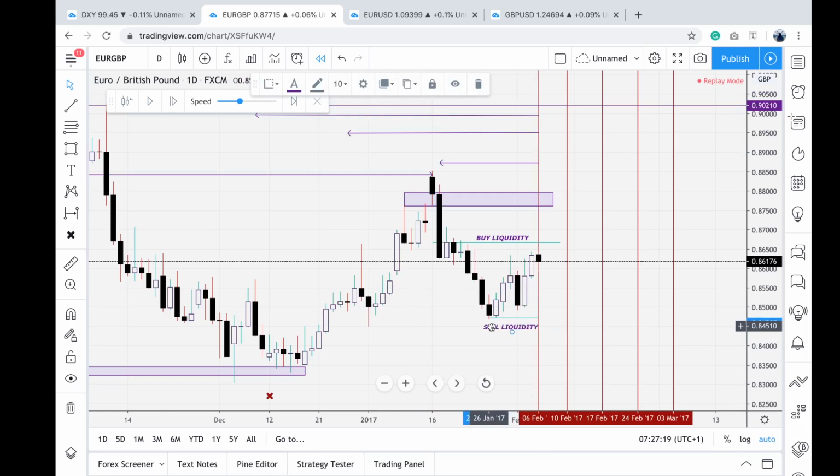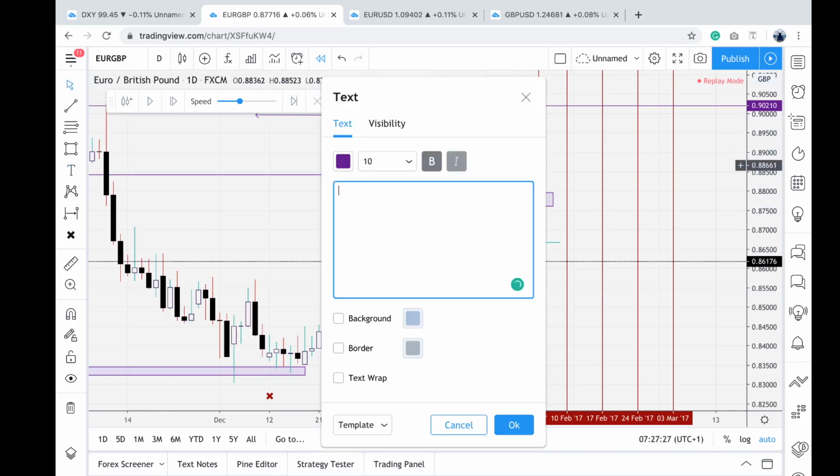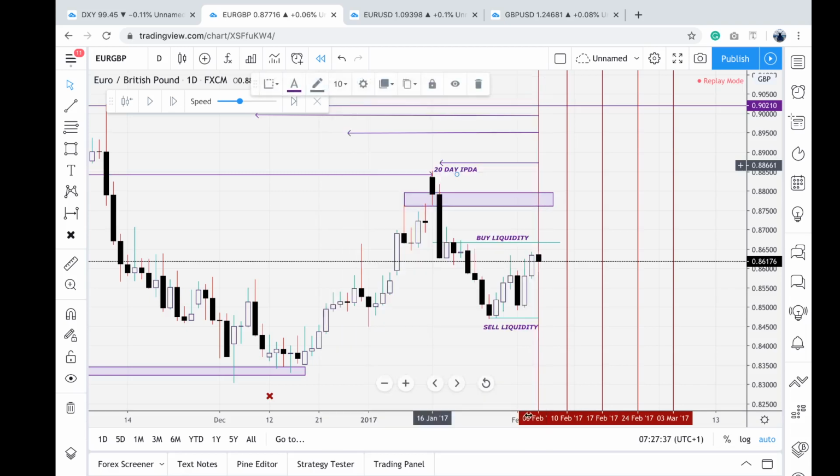What I've done already is draw our IPD ranges. So this is our 20-day IPD high. You can simply just annotate that 20-day IPDA, so you don't necessarily need to write IPD high. Just 20-day IPDA, and we're good to go on that. 40-day, there's nothing to reference on the premium side.